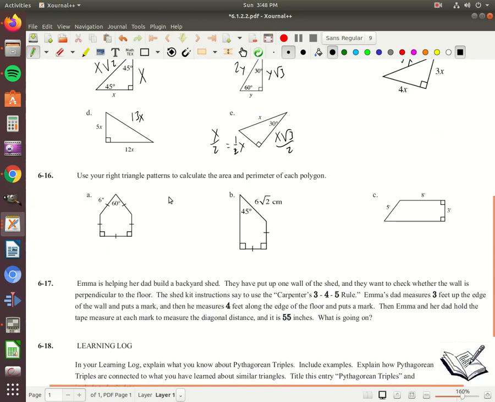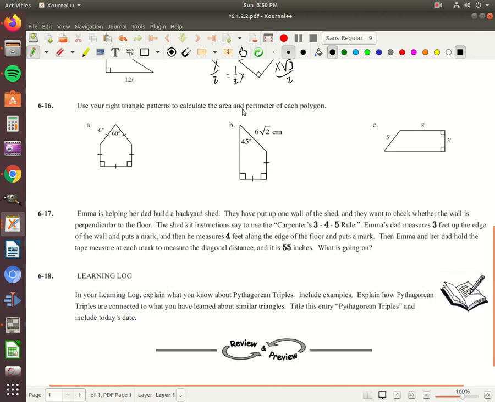Now it says use your right triangle patterns to calculate the area and perimeter of each polygon. I do think that these perimeter and area weird shape problems show up a lot in SAT prep, so I think it's worth seeing at least some of it. So take a look at this one then. I'm really breaking this into 2 shapes. For the area, we'll talk about, well, let's do the perimeter first. So these all have to be 6, right? Because they have 1 mark each. So 6 plus 6 plus 6 plus 6 plus 6, I have a perimeter of 30 inches.